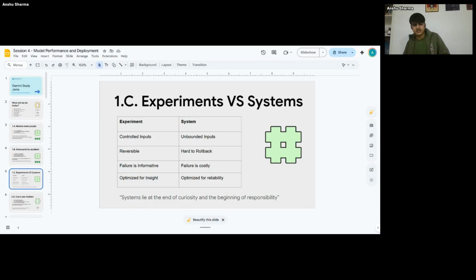And an experiment is optimized for insight and a system is optimized for reliability. That means an experiment tells you what to do, what not to do, what will work, what will not work. But a system should be reliable, right? So even if a million users are using it, it will fail, but it should fail in a way that is predictable, right? So that's how, as ML ops engineers, we should be thinking about our systems, right? How do we transition from a model to a system?